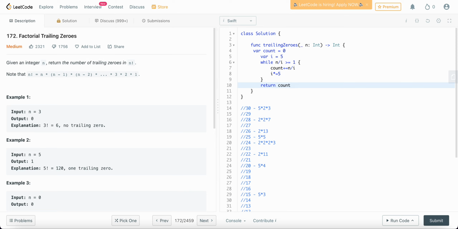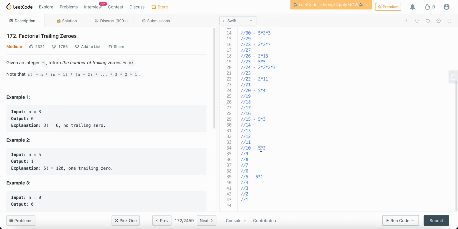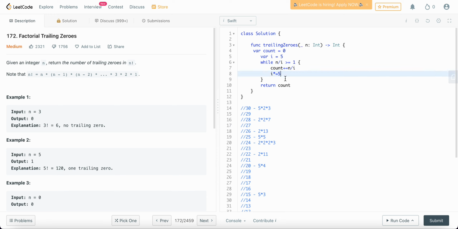So what we are basically doing here is, if we take i equals 5, it will run for 30. When n divided by i is greater than or equal to 1, that condition is true because 30 divided by 5 is 6, which is greater than 1. The count will be added, because it counts the number of 5's here: 1, 2, 3, 4, 5, 6. Then i will again be multiplied by 5.